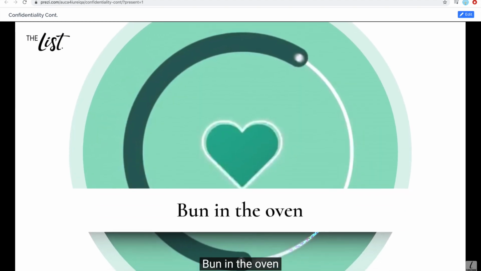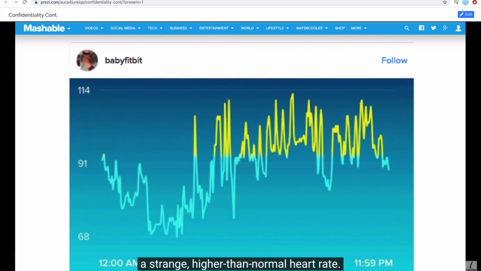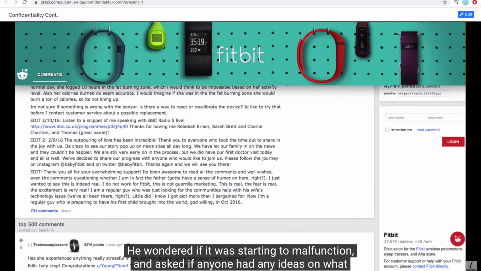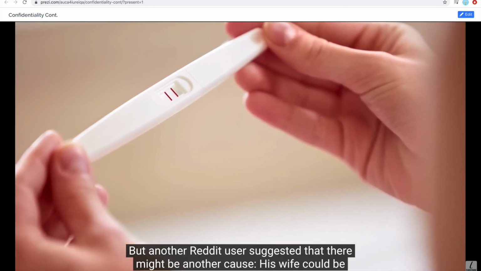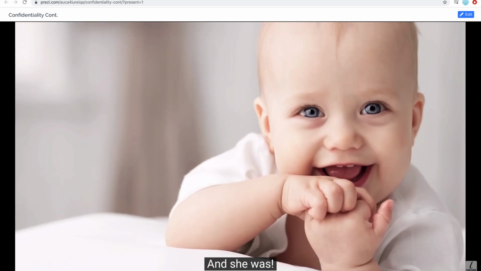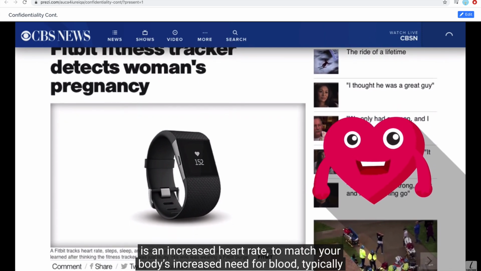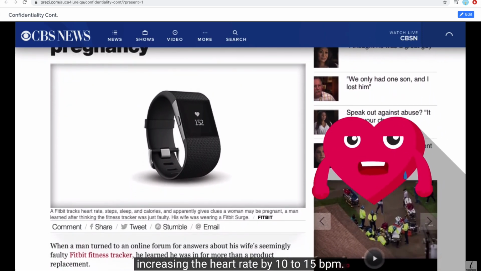Bun in the oven. A man named David Trinidad took to Reddit to post about how his wife's Fitbit kept registering a strange higher than normal heart rate. He wondered if it was starting to malfunction and asked if anyone had any ideas on what could be wrong and how to fix it. But another Reddit user suggested that there might be another cause. His wife could be pregnant. And she was. According to Beth Israel Deaconess Medical Center, one of the telltale signs of pregnancy is an increased heart rate to match your body's increased need for blood, typically increasing the heart rate by 10 to 15 BPM.